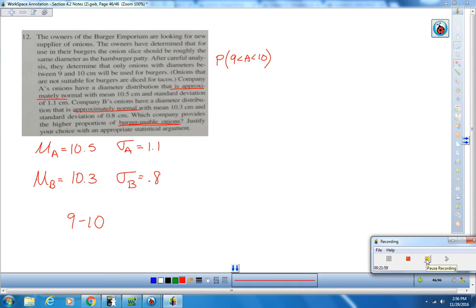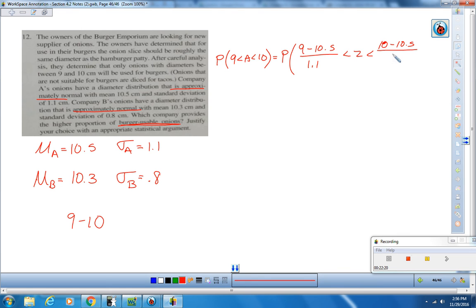All right, so this is the probability that 9 minus the mean, 10.5, over the standard deviation, 1.1, is less than z, which is less than 10 minus the mean over the standard deviation. Okay? And I plug that into my calculator, and I get negative 1.364 is less than z, which is less than negative 0.4545.